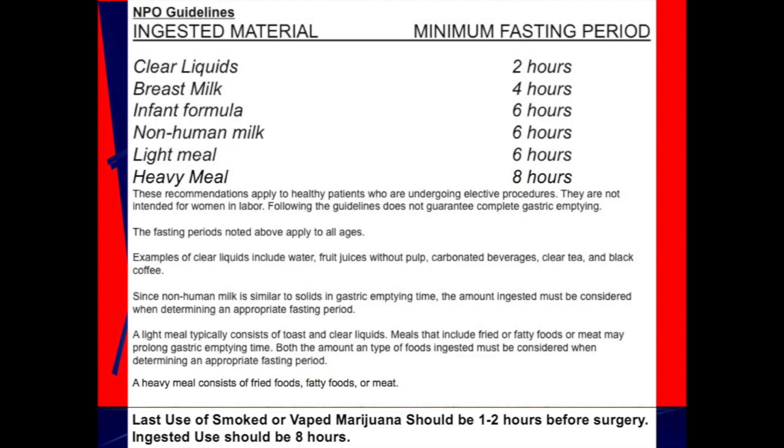And then the last thing, which was added back in 2017, was a heavy meal, which is going to be anything with fats, a lot of food, starches, a lot of drink, alcohol, whatever. We go 8 hours before we see that patient. Lastly, if they have smoked or vaped marijuana, it's an NPO of 1 to 2 hours before the surgery. Anything that they've ingested, it should be the 8 hours for an NPO time.